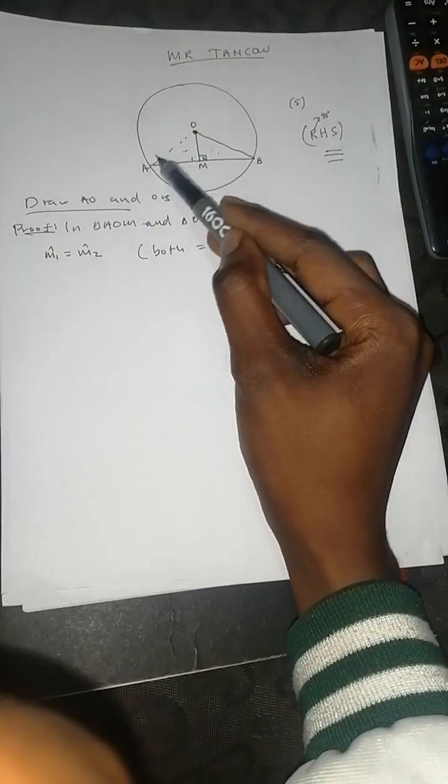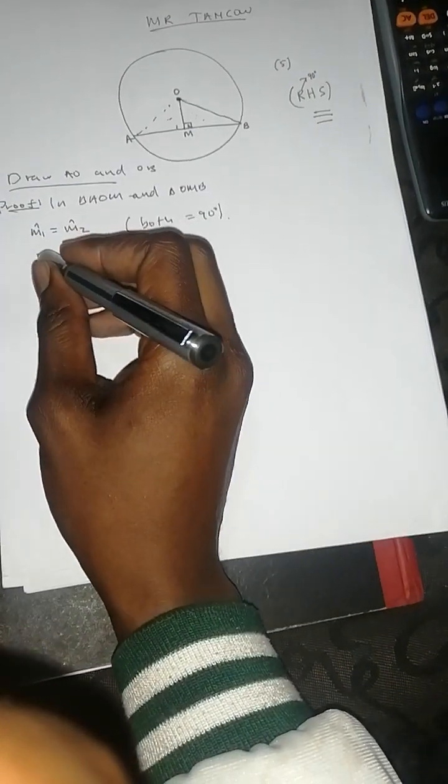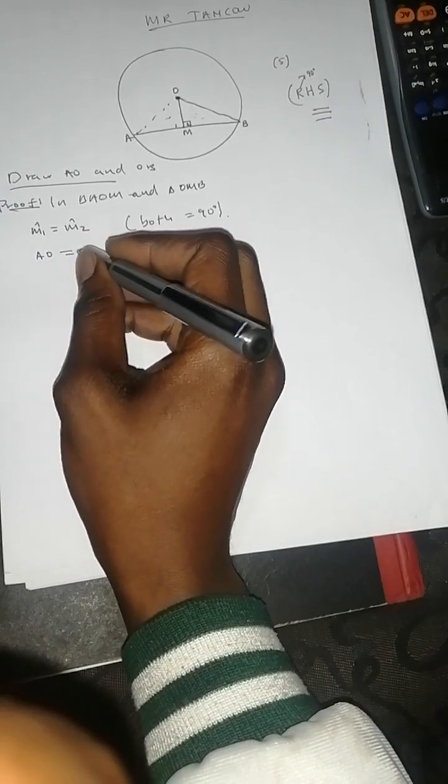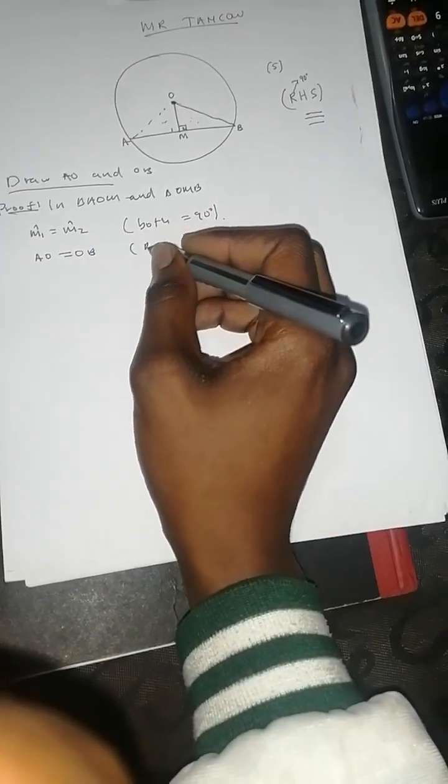Then we look for a hypotenuse. We know that the hypotenuse is the side which is opposite the right angle. If I'm in triangle AOM, where is my hypotenuse? AO. On this other side, where is my hypotenuse? OB. What can you say about AO and OB? They're equal. Why? Radii of the same circle. So AO is equal to OB. Reason: radii.